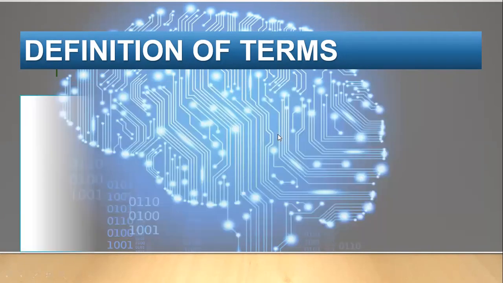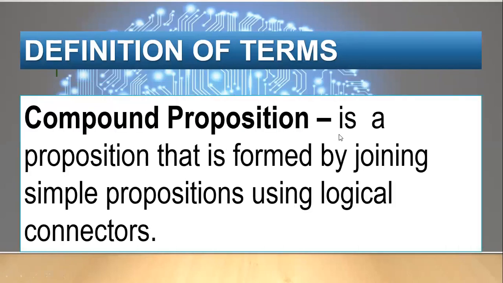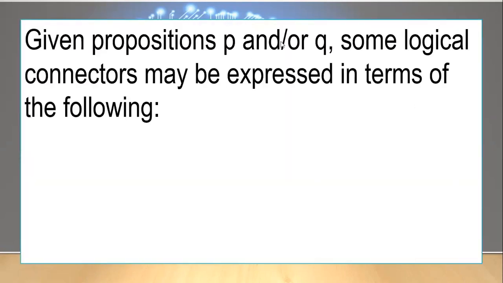Okay, so let's have compound proposition. It is a proposition that is formed by joining simple propositions using logical connectors. We will also be learning about the logical connectors. So we can easily say that a proposition is simple or compound if we see a logical connector. Given propositions P and Q, some logical connectors may be expressed in terms of the following.